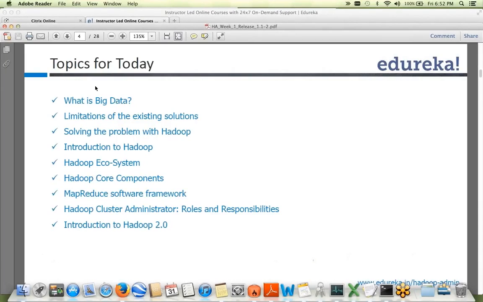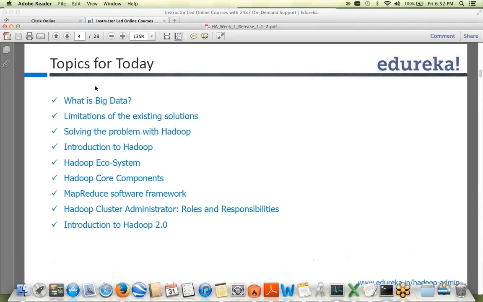So in today's agenda, we are going to look at all these things. What is big data? What is the hype about big data? And which is the reason for Hadoop? So before discussing Hadoop, we have to know what is big data and what are the limitations in the existing systems that led to Hadoop, and why Hadoop basically. And then solving the problem with Hadoop.